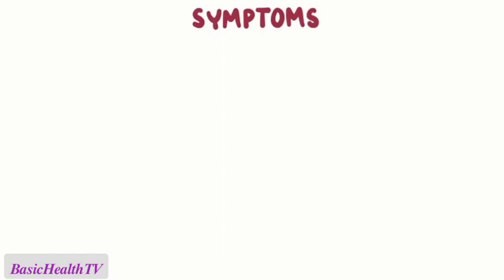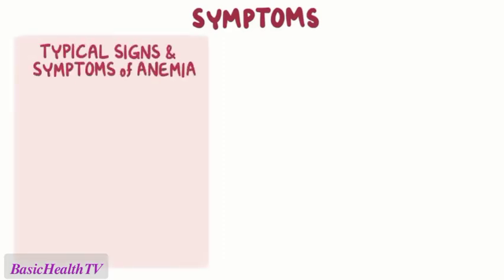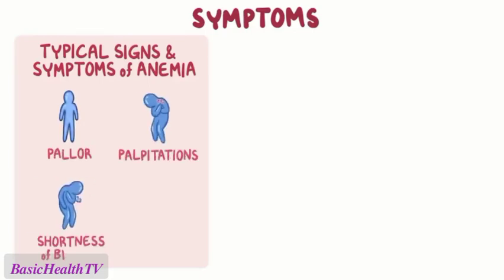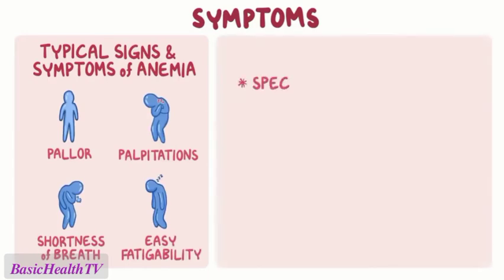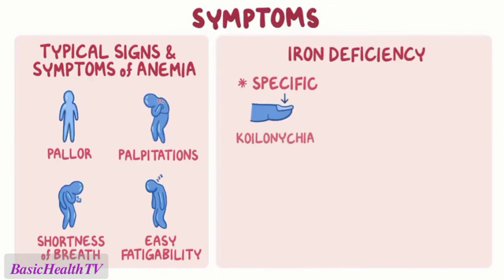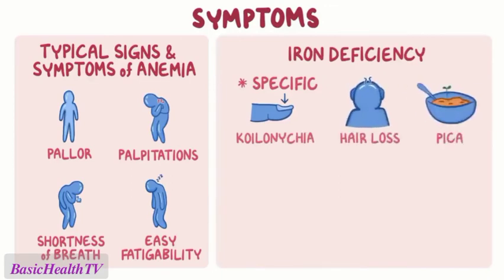Iron deficiency anemia presents with typical signs and symptoms of anemia, like pallor, palpitations, shortness of breath, and easy fatigability. Specific symptoms for iron deficiency include koilonychia, or spooning of nails, hair loss, and pica, which is the consumption of non-food substances like clay or dirt.